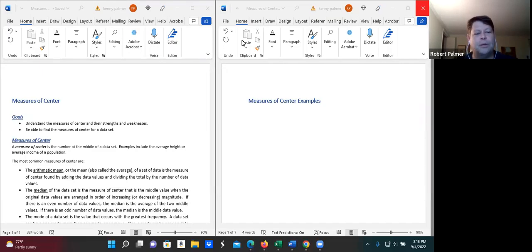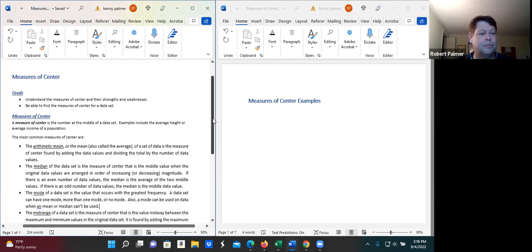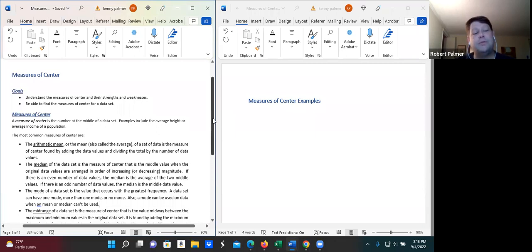Hello. Today we're talking about measures of center and what that means, how to find them, how to use them. So, first let's take a look on the left at what a measure of center is. And before we get there, it's about our goals for today.